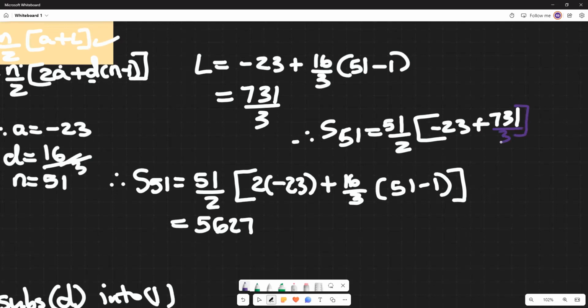Now let's press that together on a calculator. 51 over 2, minus 23 plus 731 over 3, which gives me the same value as that one. Right. Perfect. Now let's check the next one, ladies and gentlemen.